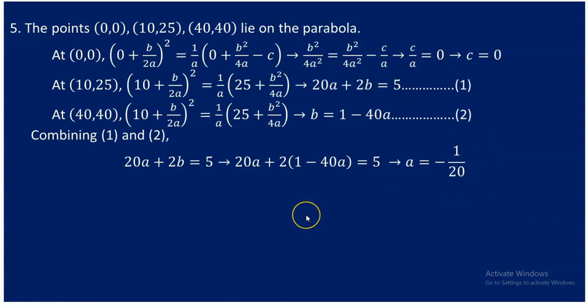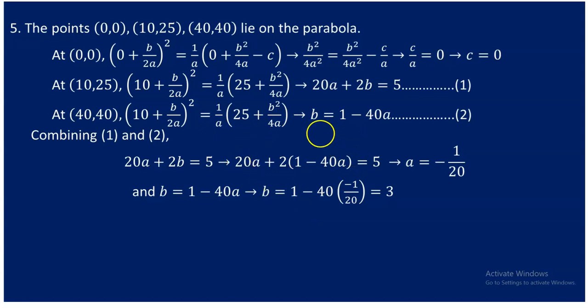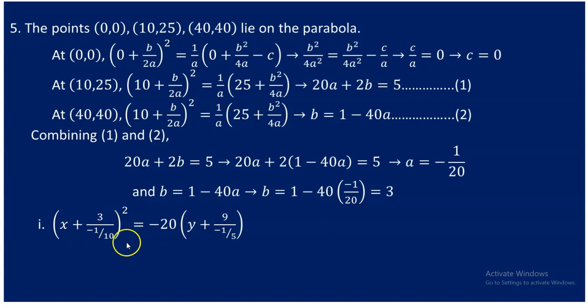1 over 20. Once you obtain a like this, it is so simple to determine what b is, because b is 1 minus 40a, so simply substitute negative 1 over 20 in place of a, and this basically is 3, because 40 times 1 over 20 is 2, and minus minus is plus, so 1 plus 2 comes, so the value of b is 3. So everything is now known, guys. A is known, b is known, c is known. So the equation of the parabola can easily be determined by using this one.